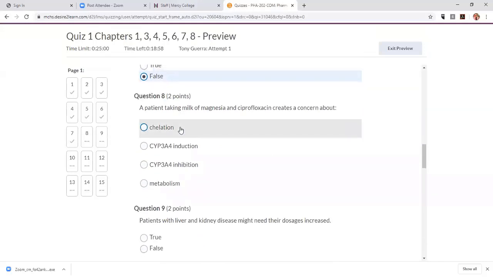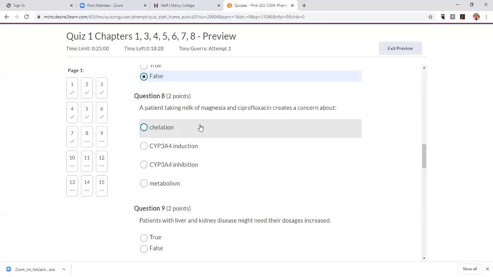A patient taking milk of magnesia and ciprofloxacin create a concern about. Okay, so you would have to know what each of these is. And you say, okay, well, chelation, what is that? Well, chelation is when you have multivalent, and multivalent means +2 or +3 charge. And you see, okay, well, magnesium is a +2 charge on the periodic table. And ciprofloxacin is an antibiotic, and this was in the notes.